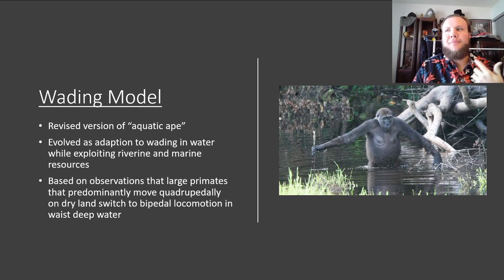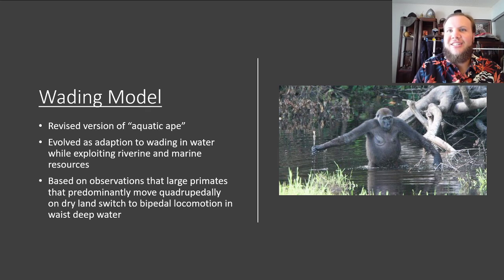So the last one is called the wading model. This is essentially that we developed to walk upright because we were eating a lot of marine resources, so this is that river ape hypothesis that we talked about that seems to be the most likely. Essentially what this says is that apes will always walk upright when they're in the water, so we started walking upright because we were in the water, reducing it down.